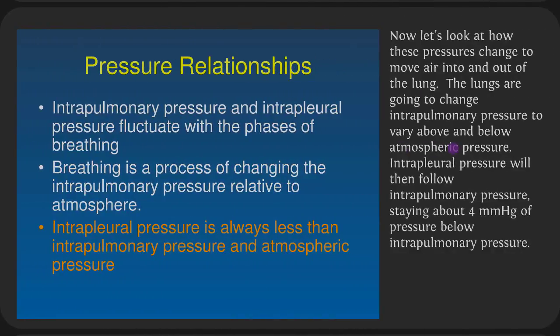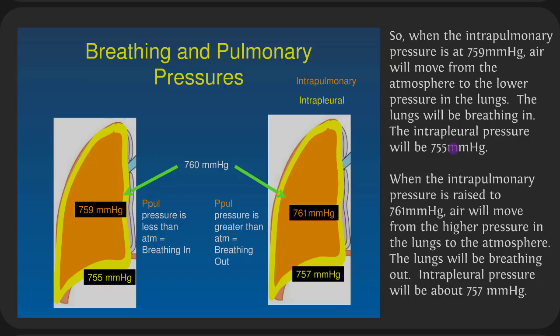Now let's look at how these pressures change to move air into and out of the lungs. The lungs are going to change intrapulmonary pressure to vary above and below atmospheric pressure. So intrapleural pressure then will follow the intrapulmonary pressure, staying about 4 millimeters of mercury below intrapulmonary pressure, again to keep that suction. So when the intrapulmonary pressure is at 759 millimeters of mercury, air will move from the atmosphere, which is 760, to the lower pressure in the lungs. The lungs will be breathing in, and the intrapleural pressure will be 755.